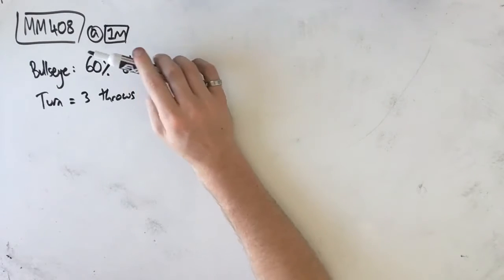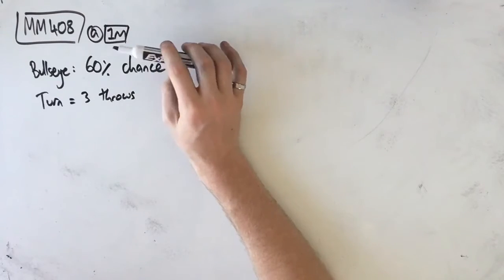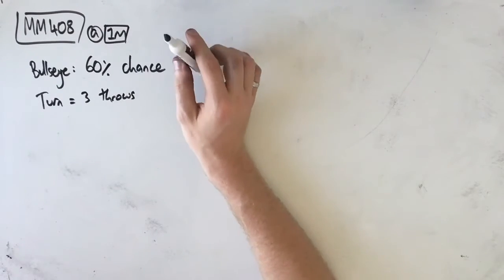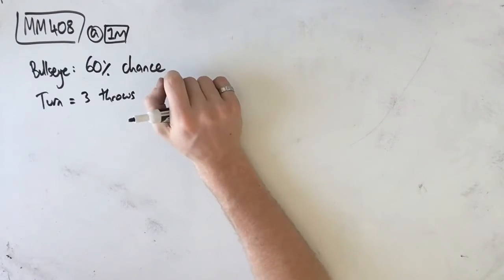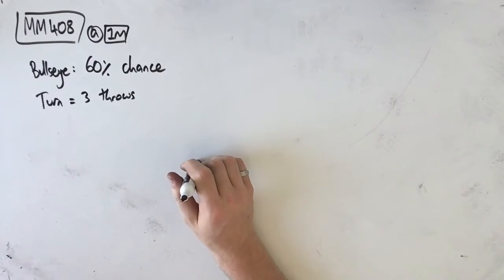So this is a 3-mark question in total and part A is 1 mark. A professional darts player can hit a bullseye 60% of the time. On any one turn consisting of 3 throws, what is the probability that he doesn't get a bullseye?